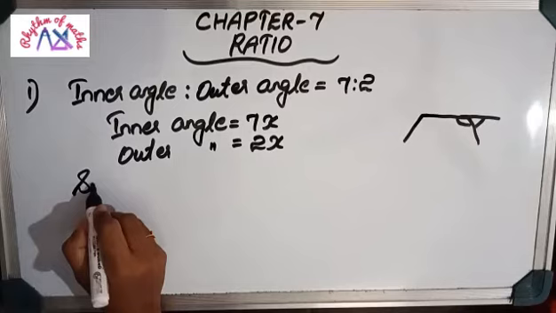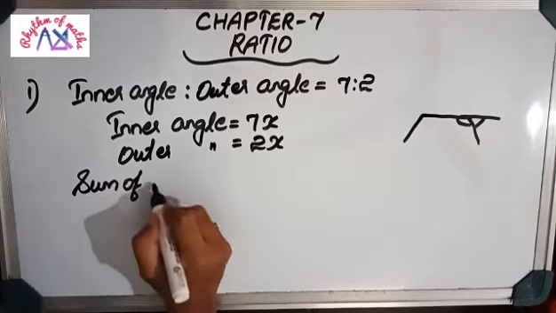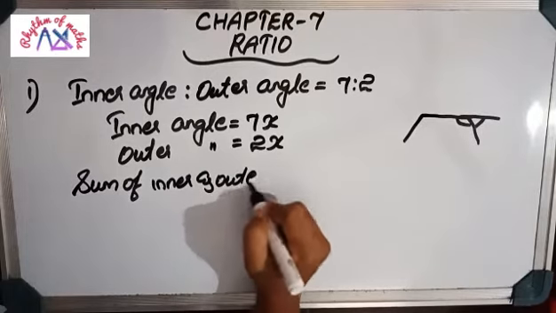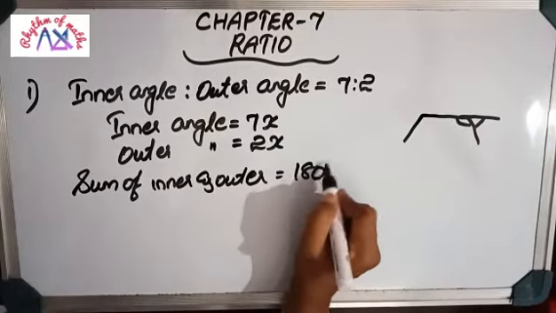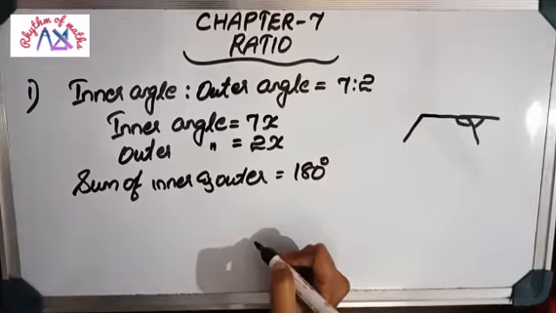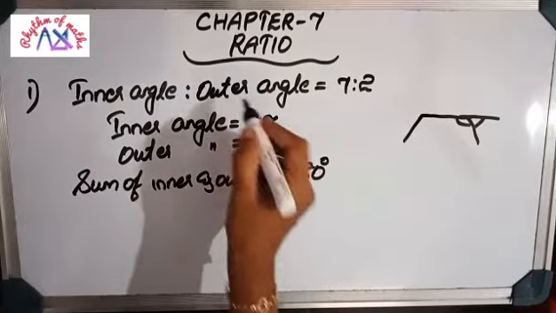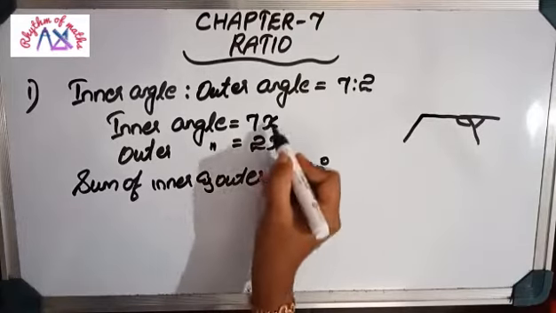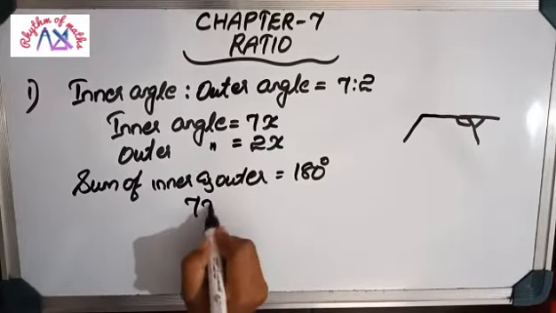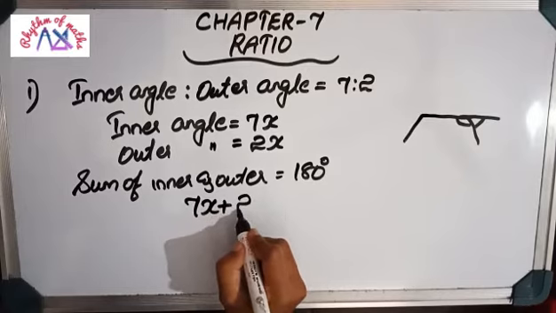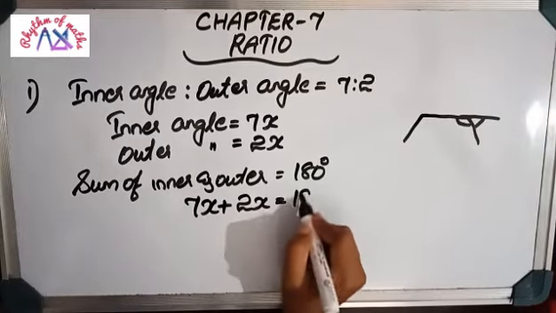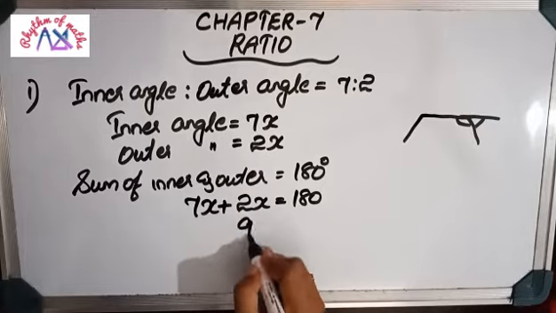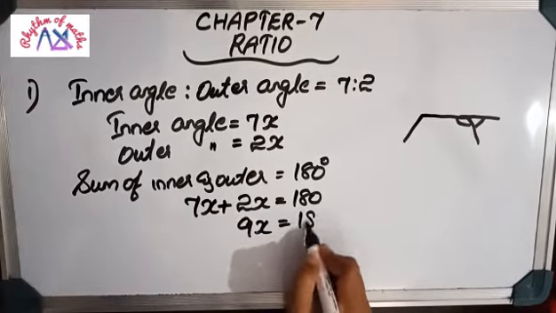So we know that the sum of the inner angle and outer angle is 180 degrees. At least one clue we need. It is not given, but it is obvious. We know that, that's why they are not giving that 180 degrees. Now sum means we need to add these two. So 7x plus 2x equal to 180 degrees. 7 plus 2 is 9, so 9x equal to 180 degrees.